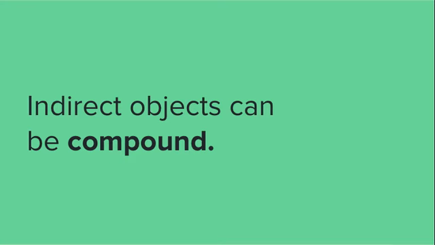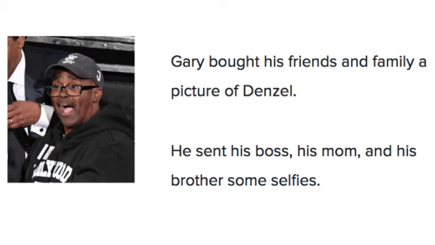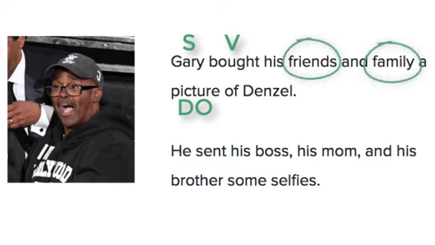Indirect objects can be compound, just like direct objects. Let's look at some examples. Gary bought his friends and family a picture of Denzel. Gary is the subject. Bought is the action verb. He bought a picture. Okay, so picture would be the direct object. But who is the indirect recipient of this direct object? Friends and family. So friends, and then the word family, that's a compound indirect object.